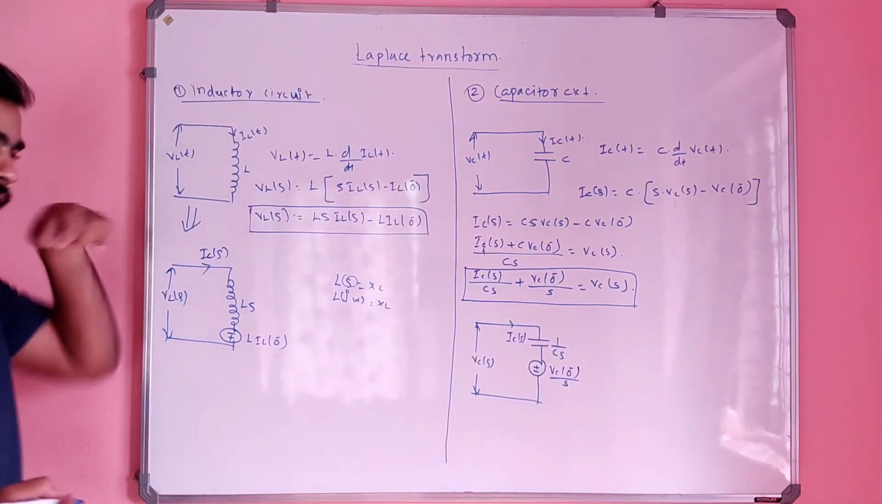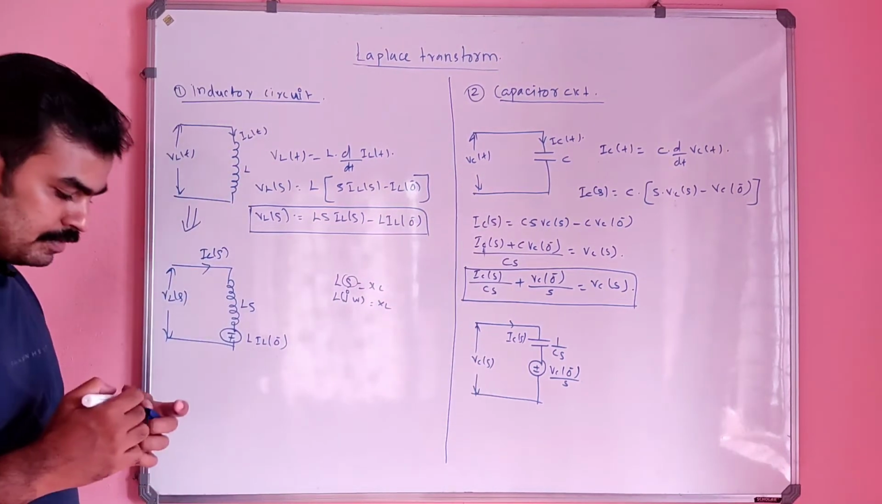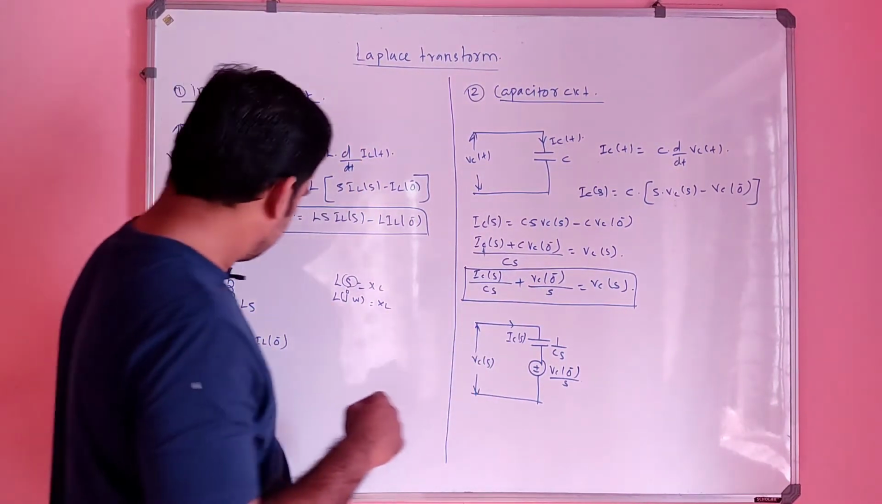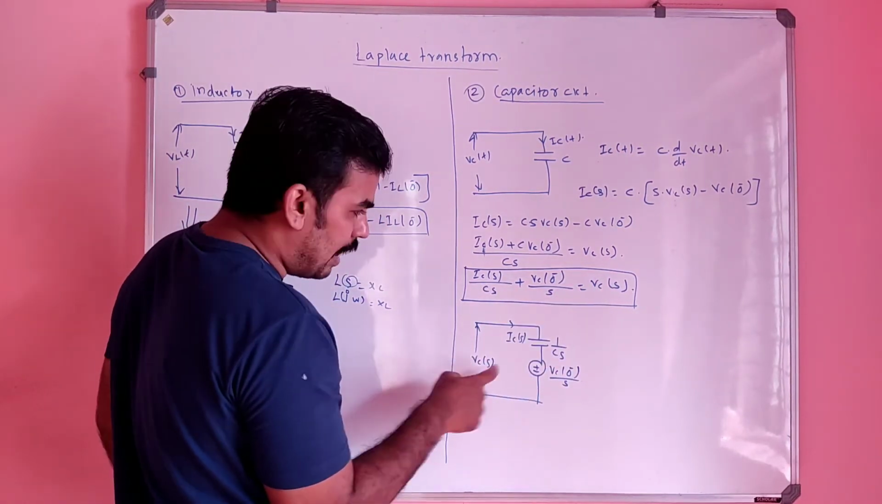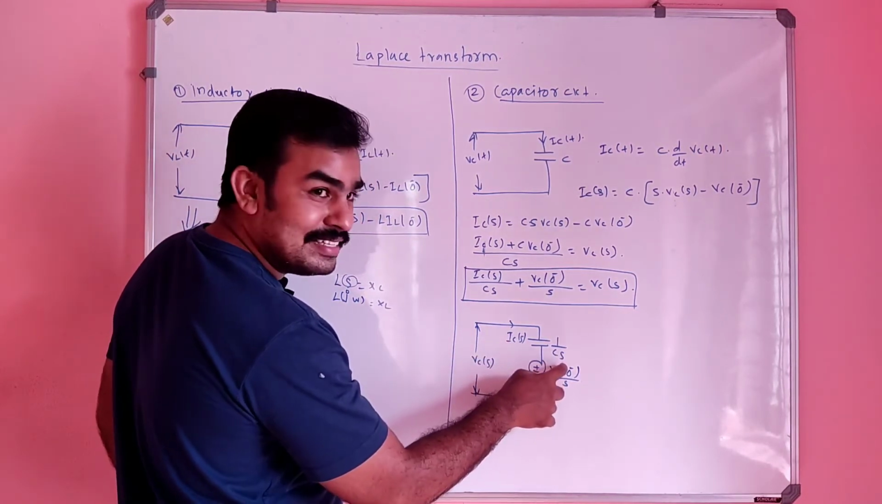See the figure. So this is the S domain representation of the same figure. See, does this equation satisfy this or not? Can you see that? Vc of S is equal to, apply KVL here, Vc of S minus Ic of S into 1 by Cs.